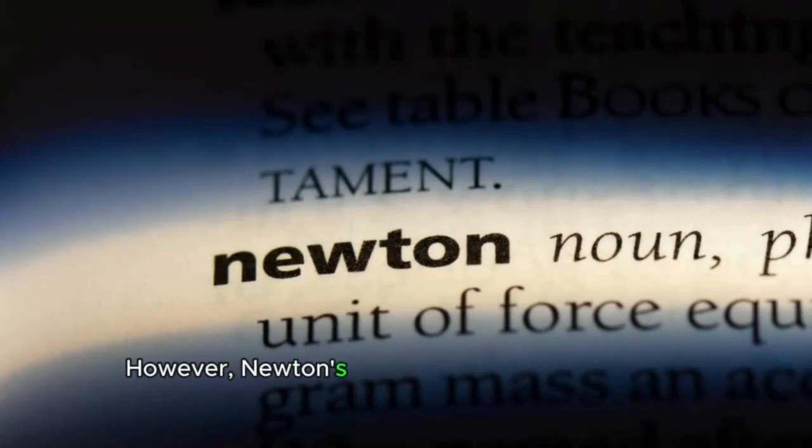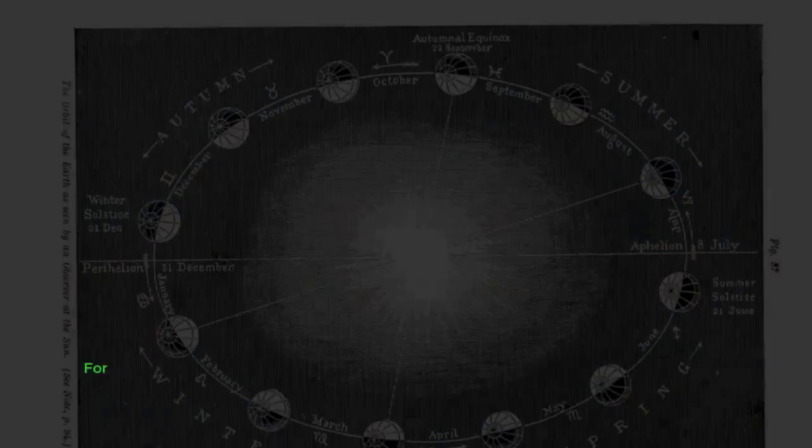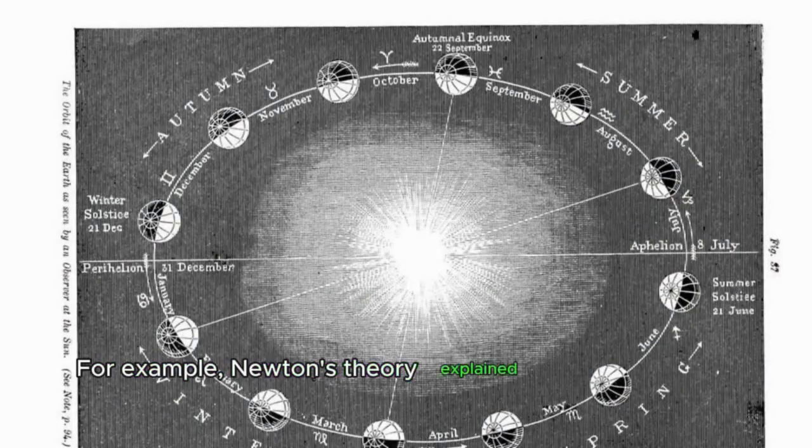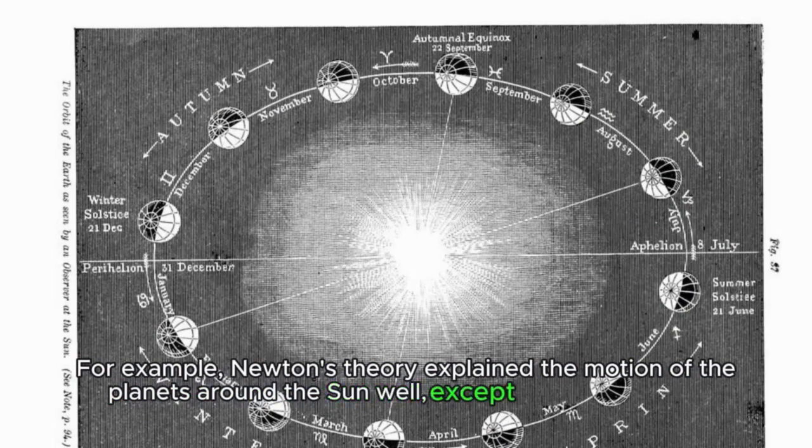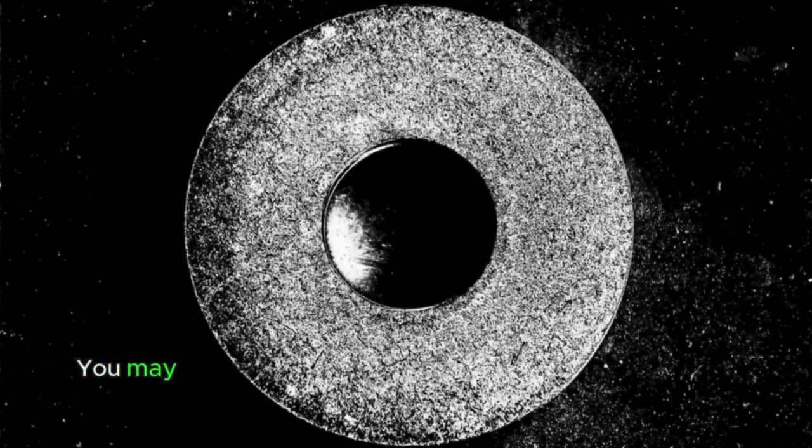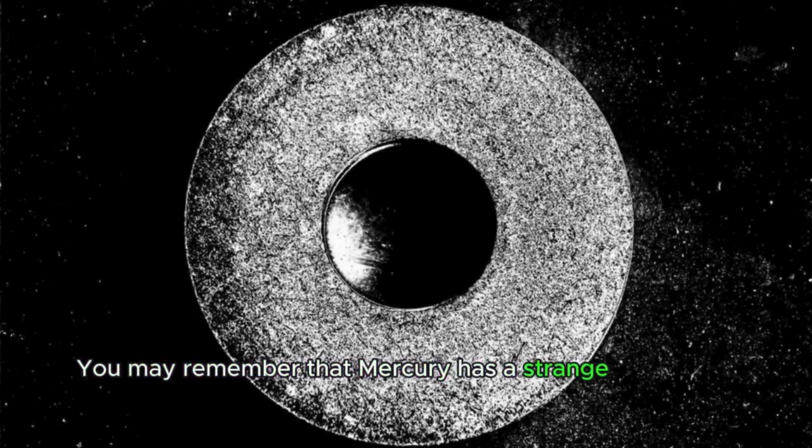However, Newton's law could not explain several important scientific observations. For example, Newton's theory explained the motion of the planets around the Sun well, except for one, Mercury. You may remember that Mercury has a strange oval orbit, but that's not the strangest thing.